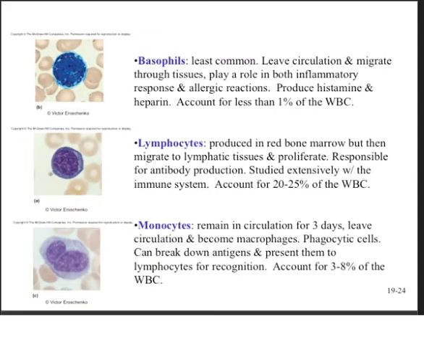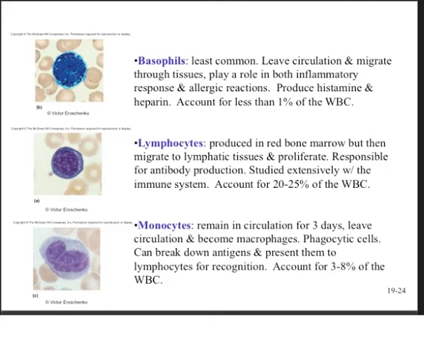The basophils are the least common of the white blood cells. They leave the circulation and migrate through tissues. They're important in the inflammatory response because their blue staining granules contain large amounts of histamine. In addition to that, they also make heparin, which is an anticoagulant, and they're about less than 1% of the total white cells in a normal individual.